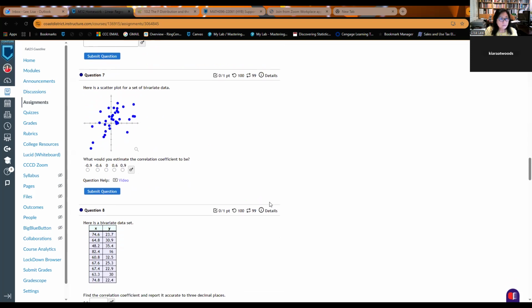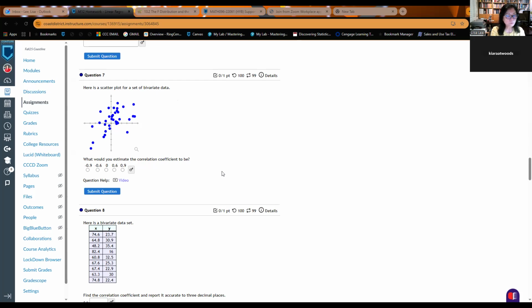Let's go to number 7. Here is a scatter plot for a set of bivariate data, and because we have 2 sets of data, X and Y, that's why they use that word. What would you estimate the correlation coefficient to be? Another estimation question. Give it a try. Now you should have a better view to see this.